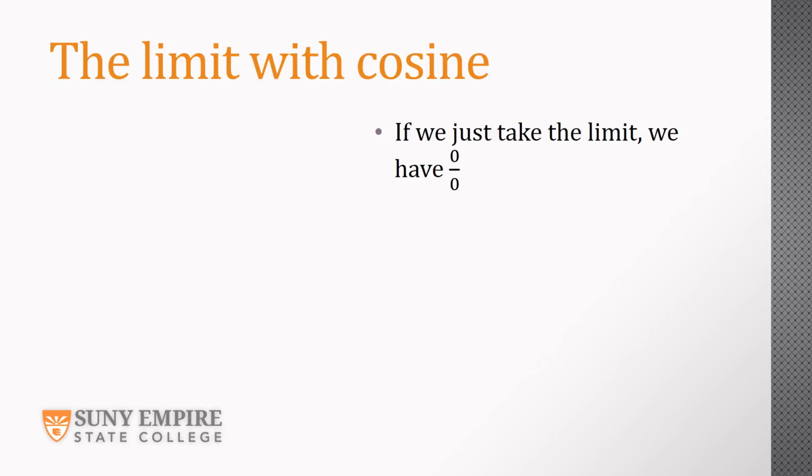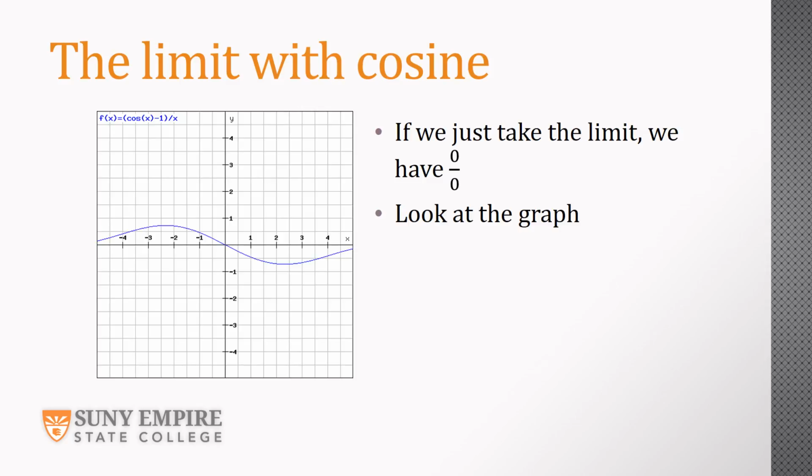If we simply take the limit as a approaches 0 of the cosine of a minus 1 divided by a, we get a situation where we have 0 divided by 0. However, these indeterminate forms can sometimes have defined limits. Let's take a look at the graph of this function. Notice that the graph approaches a single value as we approach from the left and from the right. This means that the limit can be defined. We find that the limit is, in fact, 0.